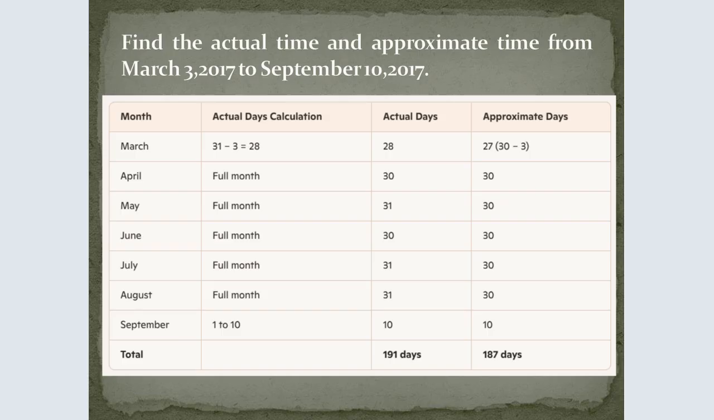So for the actual days, we have 10 days, and for the approximate days, we have 10 days. Now, if we add the actual days, that will give us 191 days. And for the approximate days, that will give us 187 days.